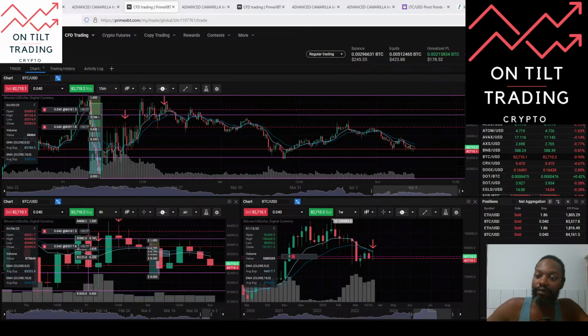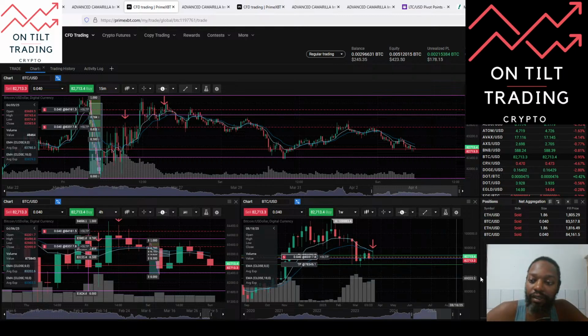And then for profit target, even though I took two positions, they share the same profit target, which is a test of this candle a few weeks back. Right here is my trade idea for this area of selling off.